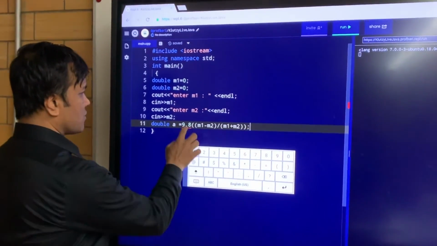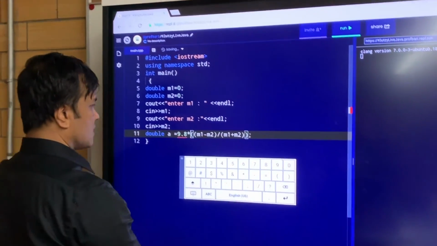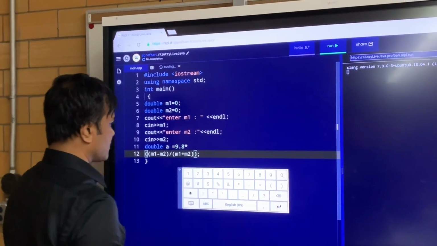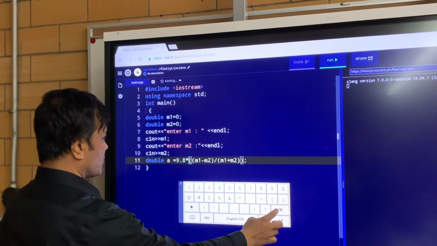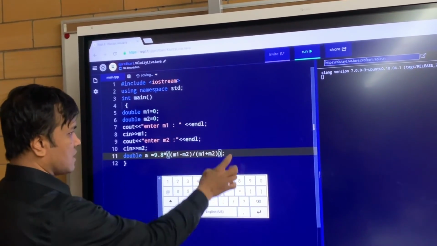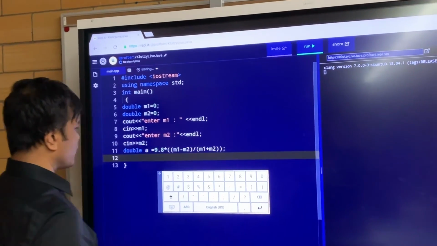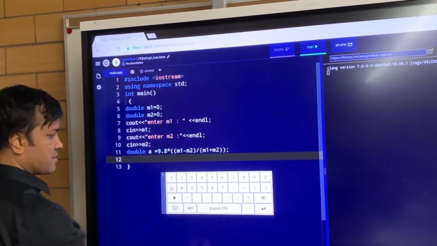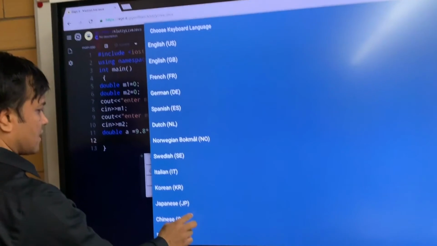So this is the formula. There is something missing, I know, that's the multiplication sign. What did I do wrong? So I'm going to put it up. What did I do? I took that off. Okay. Now I'm ready to write the final statement, and that is cout.